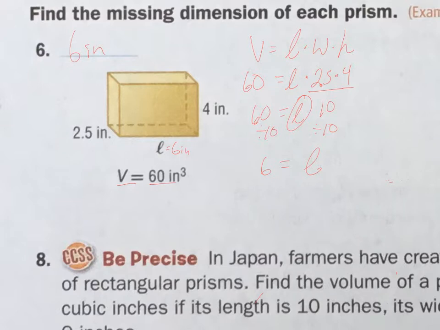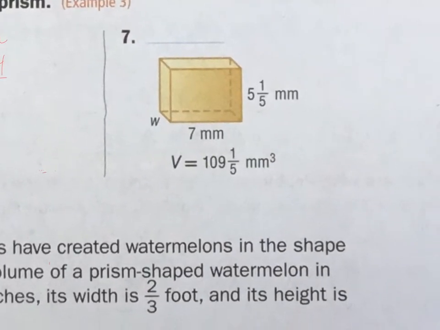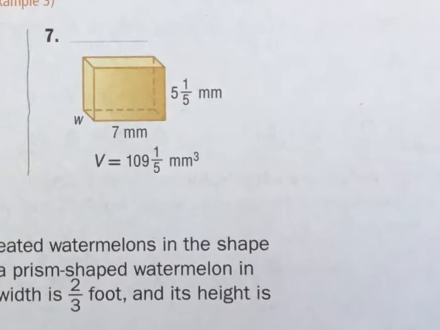Okay. When you just write the formula, fill in the missing stuff, and then solve for whatever is left, you're going to be fine. We have another one just like that. Volume equals length times width times height. I know the volume. It's 109 point, and I'm going to try and change 1/5 to a decimal. 1 divided by 5 is 0.2. Not repeating, that's good. All right, 109.2 is the volume. The length is 7 times the width, don't know, times the height is 5 and 1/5, and I'm going to convert that again to 0.2.